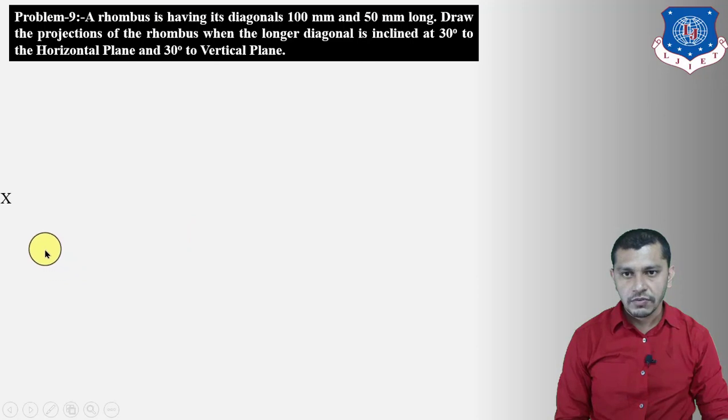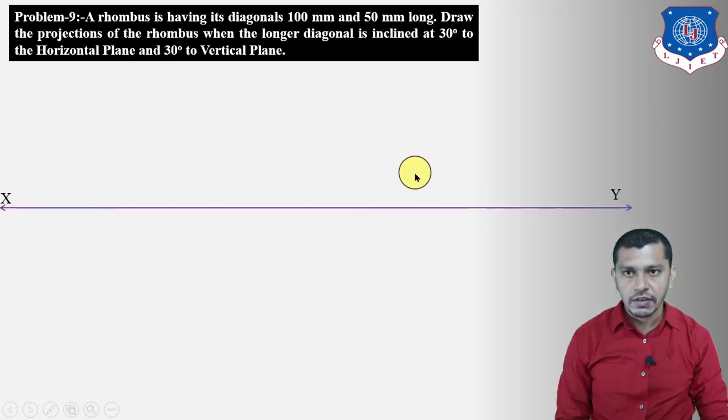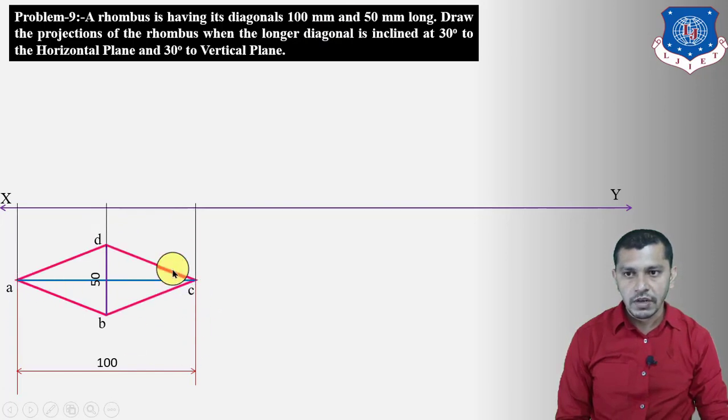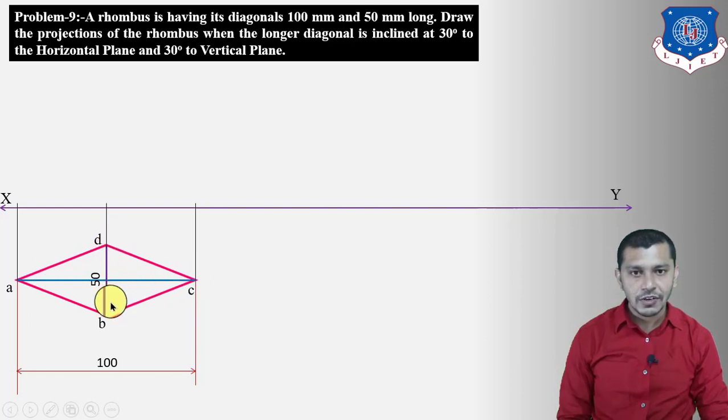So let's start. First of all, draw the XY reference line, and after drawing it, we have to draw the rhombus by taking the longer diagonal parallel to the XY reference line and on the horizontal plane. First of all, draw the longer diagonal having length 100 mm, diagonal AC. Now the shorter diagonal of the rhombus is 50 mm, so draw the shorter diagonal BD. Connect these points A, B, C, D. We will get the rhombus having a longer diagonal 100 mm, a shorter diagonal 50 mm, and the diagonals of the rhombus are the perpendicular bisectors of each other.